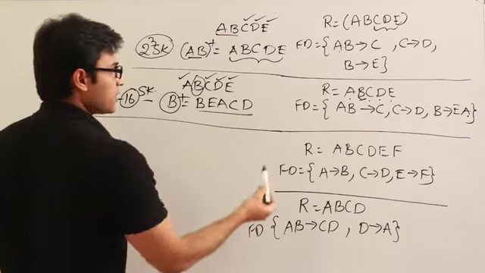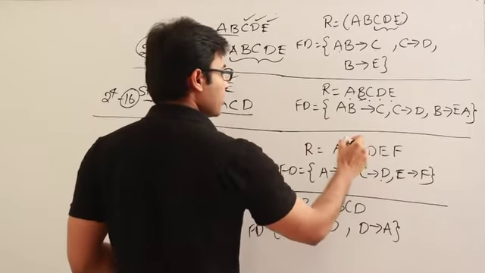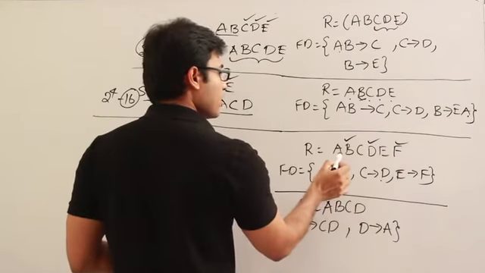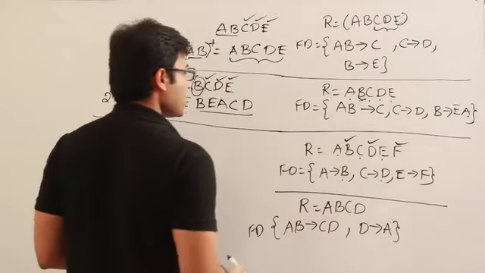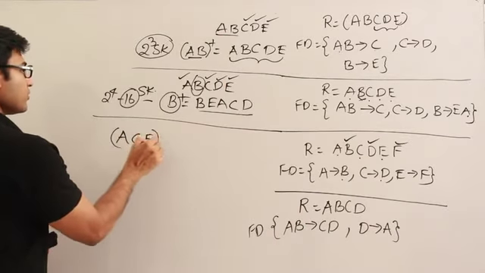Now what about this one? Check the right hand side. B, D, F are there. B is there, D is there, F is there, right? B, D, F. And what are not there? A, C, E. So let's see what happens with AC. Every key has to contain AC. That is why I'm starting with this, right?